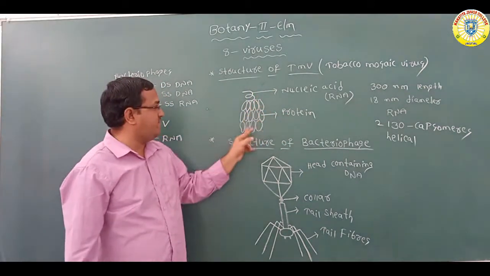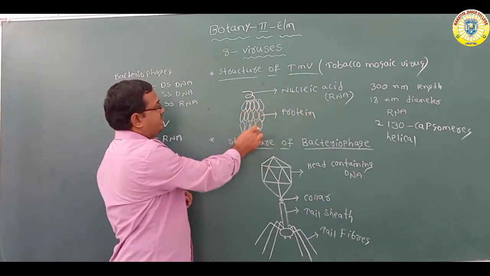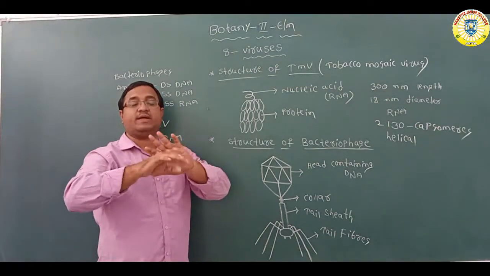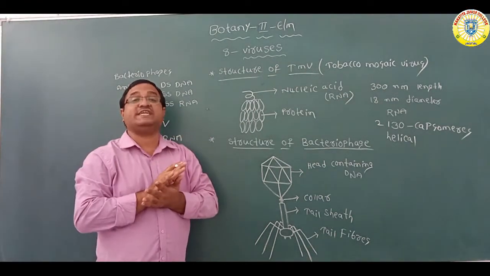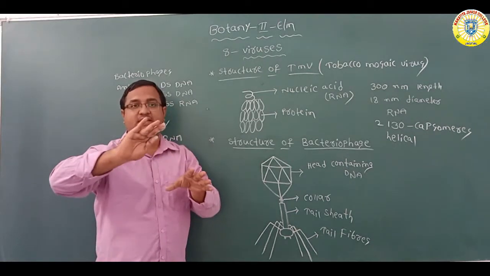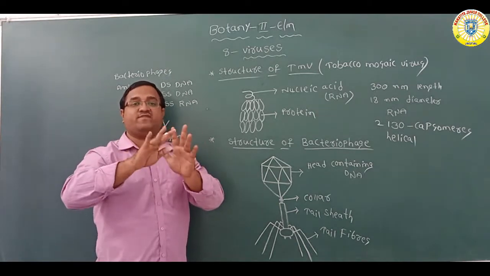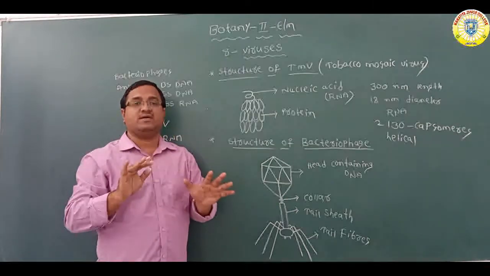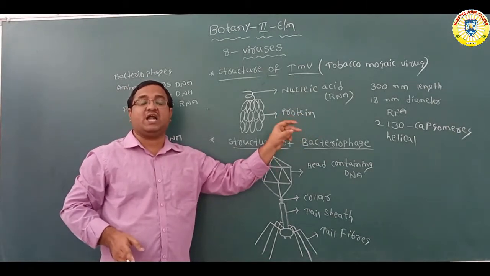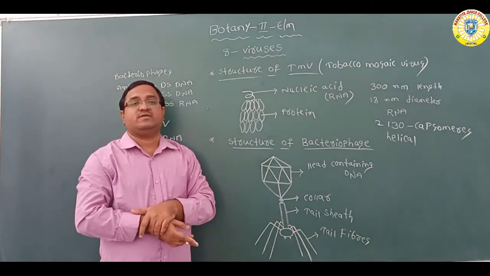The capsid is made up of 2130 capsomeres. Capsid means the protein layer, and this protein layer is made up of 2130 protein subunits that are called capsomeres, which are arranged in a helical manner.